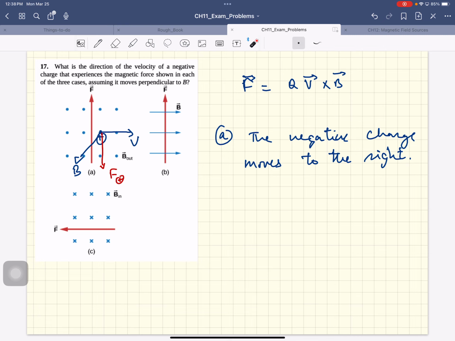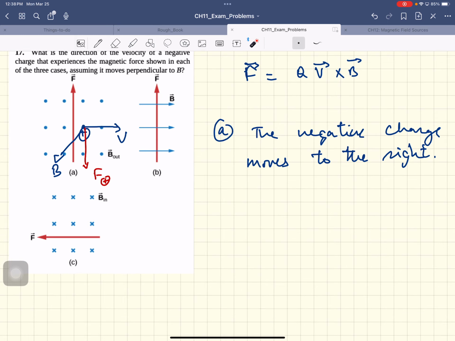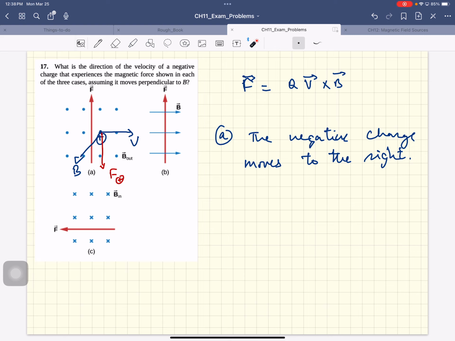I'll do one more. Let's do this one. In this case, the magnetic field is going into the sheet and the force is to the left. So let's do the following. Now here's another thing. The force is perpendicular to the plane containing the magnetic field and the velocity. So the velocity has to be perpendicular to these two.